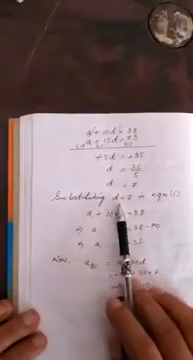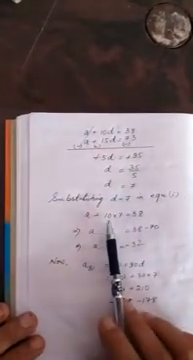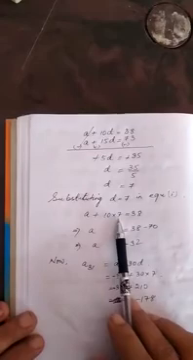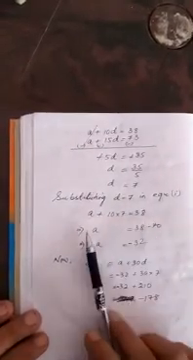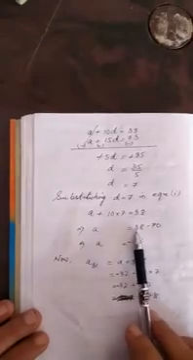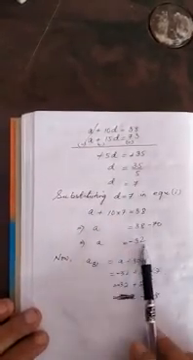Substituting the value of d equal to 7 in equation 1, what do we get? a plus 10 into d, where d is equal to 7, so 10 into 7, equal to 38. Now transferring 70 to the right hand side, we get a equal to minus 32.